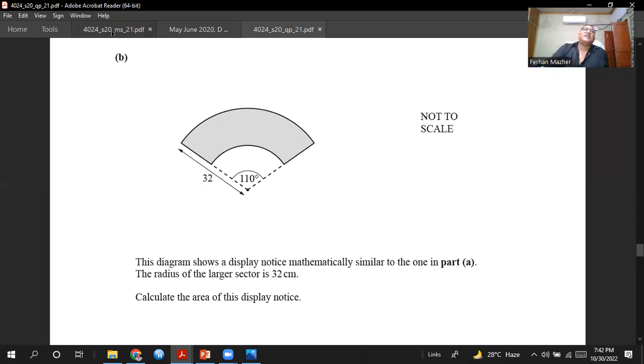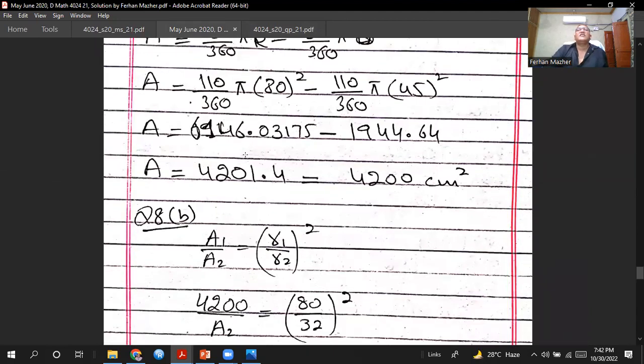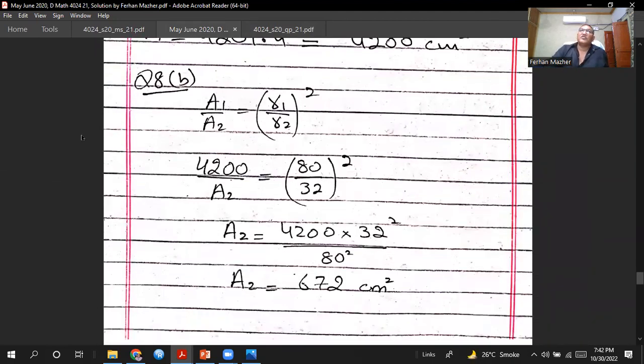Very simple, because they both are similar to each other. For two similar 2D diagrams, the ratio of their areas is equal to the square of the ratio of their radii. So area 1 by area 2 is equal to radius 1 by radius 2, whole squared. Area 1 of the display is 4200 and area 2 is the question. The large radius in the first figure is 80, and in the second figure it is 32. So just cross multiply, and you will have 4200 multiplied by 32 squared divided by 80 squared.